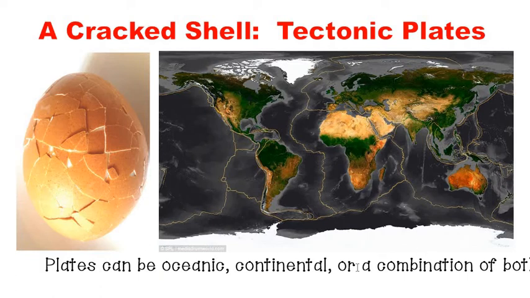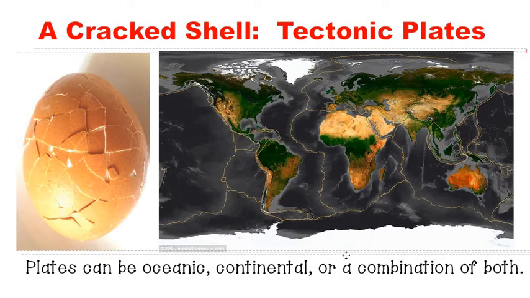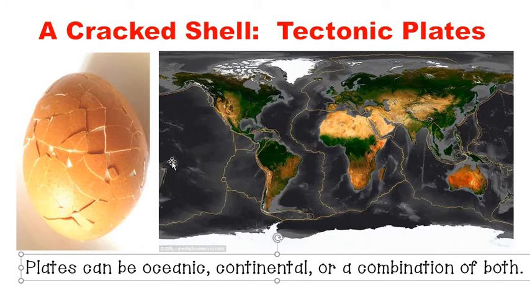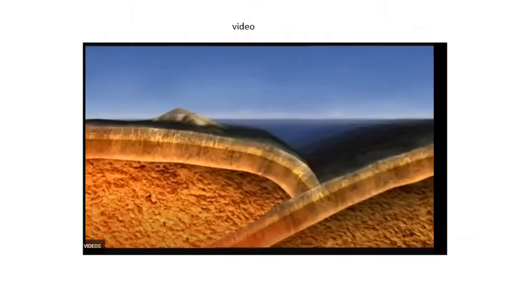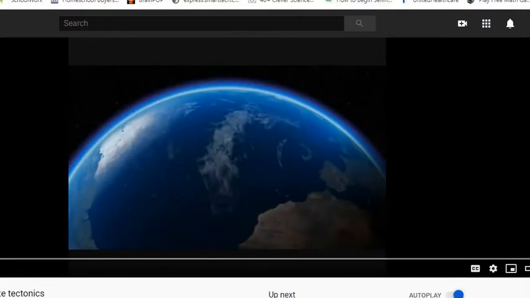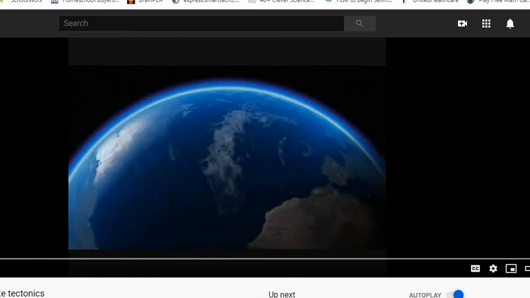And I do want to point out that those plates can be oceanic, meaning that they're made of just an ocean. Those plates can be what we call continental, which means they have like a continent or land on them. And then they can be ones that have a combination of both, where they've got oceanic parts to it, and they also have land continental parts to it. To help you visualize this better, let me go ahead and show you this video.